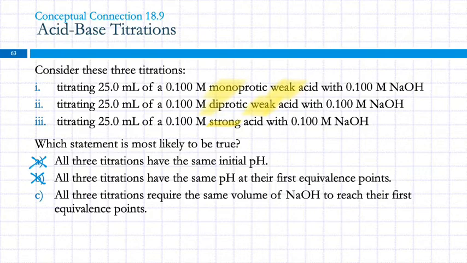All 3 titrations require the same volume of sodium hydroxide to reach their first equivalence points. Yeah. The volumes and the molarities are the same. And it specifies first equivalence point. So for this diprotic acid, we're just going to titrate the first proton. And so for each of these, we're going to have 2.5 millimoles of hydrogen ions that we're titrating. The pH at the endpoint is going to be different. The pH at the beginning is going to be different. But the amount of sodium hydroxide added is going to be the same.